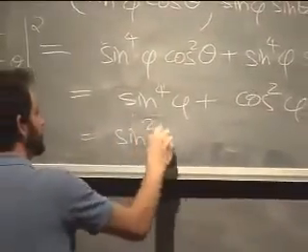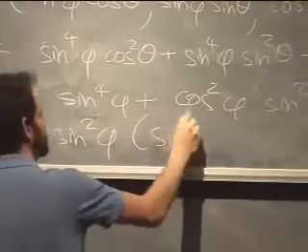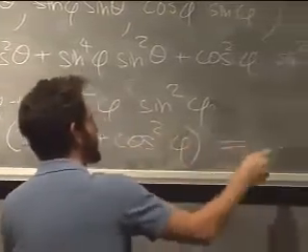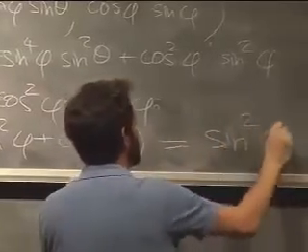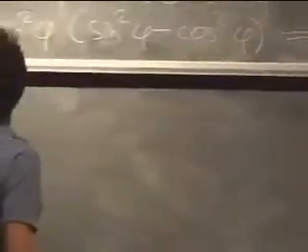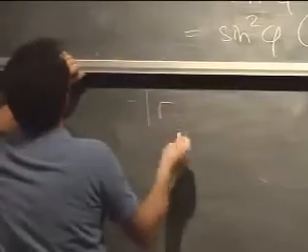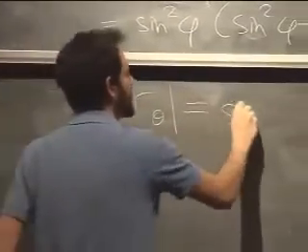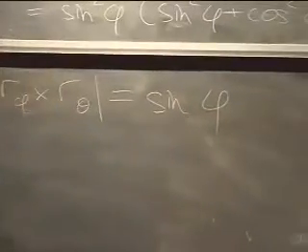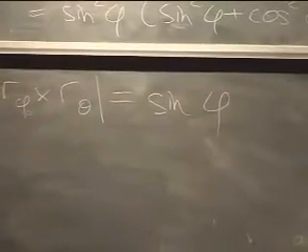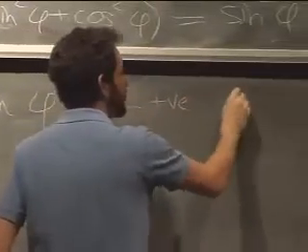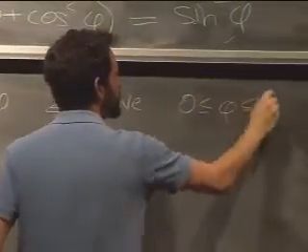Thank you for that. Now we can take out a factor of sine phi. And the whole length squared just reduces to sine squared phi. And so this means that the length of r phi cross r theta is just sine phi. Technically, when you take the square root, you should put a plus or minus. But notice this is positive because phi is in the first or second quadrants.